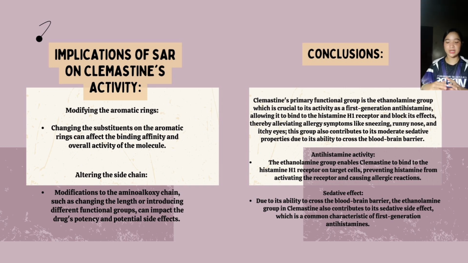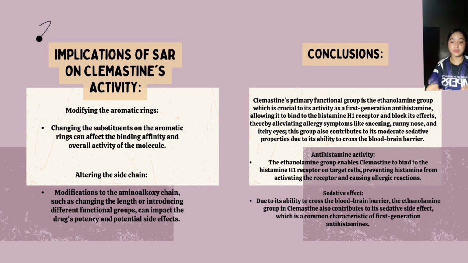Altering the side chain. Modification to the aminoalkyl chain, such as changing the length and introducing different functional groups, can impact the drug's potency and potential side effects. So our example is the methyl group added to nitrogen, which becomes a tertiary amine, and the tertiary amine is what causes the sedative effect of the drug and reduces the metabolism of the drug, and it affects the potency and efficacy of the drug clemastine.